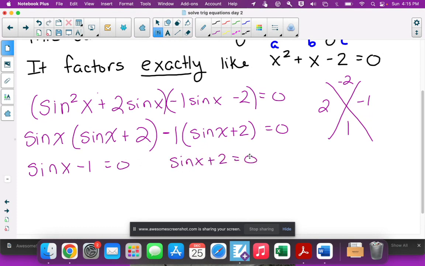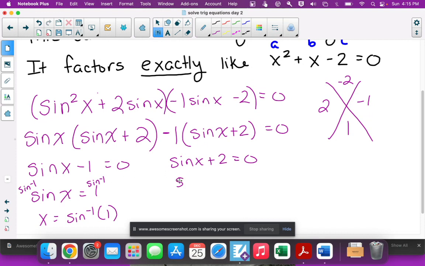So now let's do our linear solving. Add 1 to both sides, and you've got sine x equals 1. Right? And since we're trying to solve for x, we're trying to solve for the angle where this is happening, we do the sine inverse of both sides, remember? So x is the sine inverse of 1. So what it's asking you is where on your unit circle does sine equal 1? Okay, and there's only one answer.